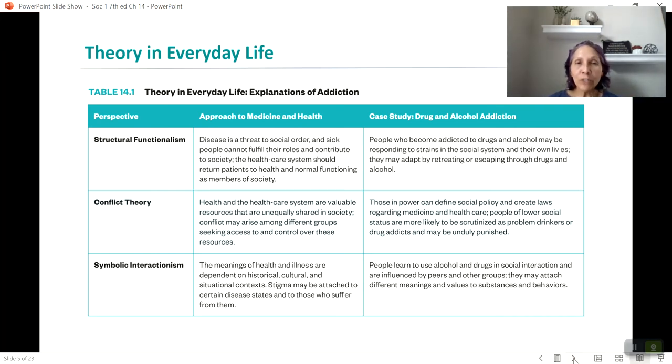So for structural functionalist theorists, they say, yes, disease is bad for society, especially when it becomes widespread like a pandemic. However, society, the social institutions, will step in to figure out how to combat this widespread illness. And we did that. We did that with the vaccine.